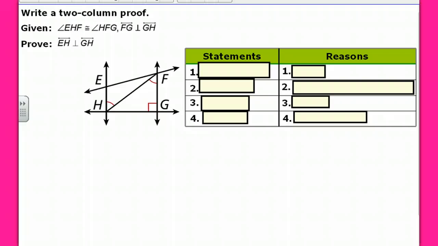When you do spend that effort to really understand these, it will make a brand new proof much nicer for you. So give us the first step here, Kaylin. Angle EHF is congruent to angle HFG.